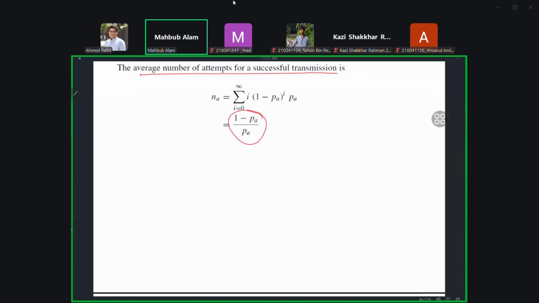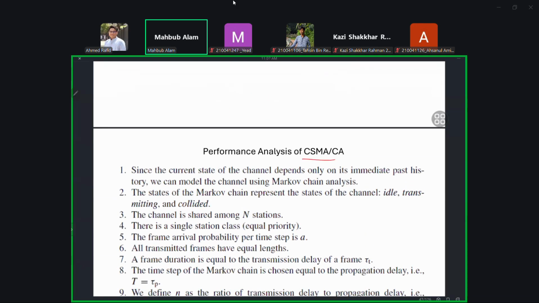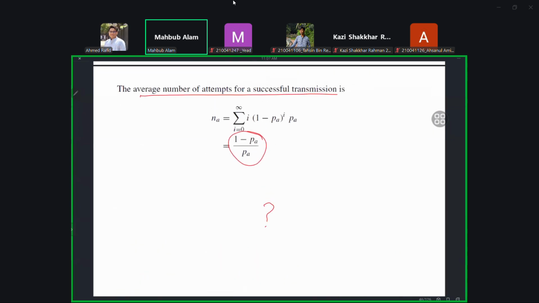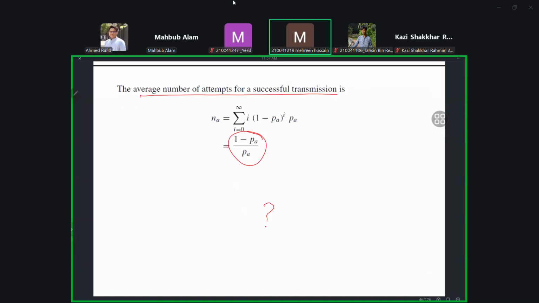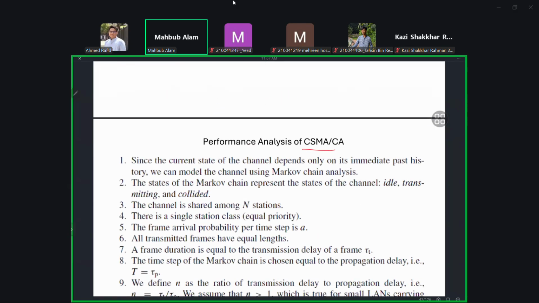Do you have any questions or not? Before I move on to CSMA-CA, do you have questions or not? No, sir. No question? Okay, very good. This is very simple, right? Very simple analysis.